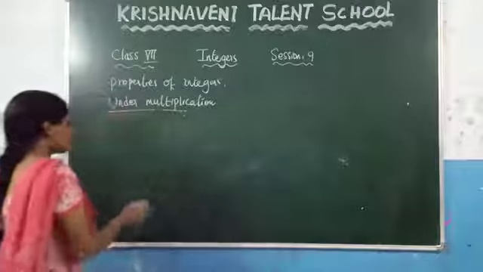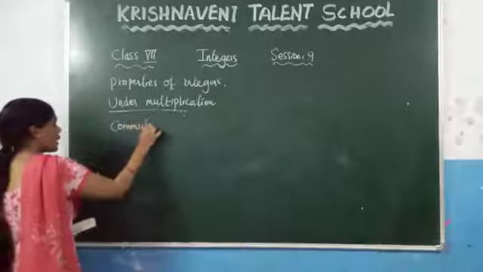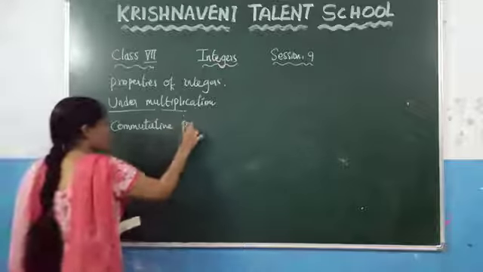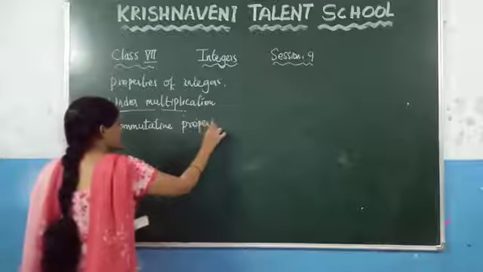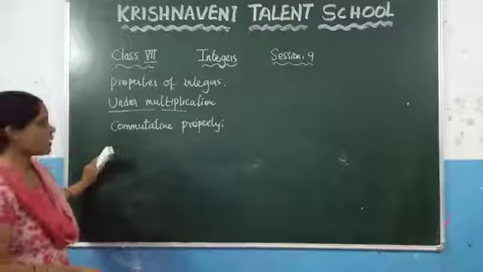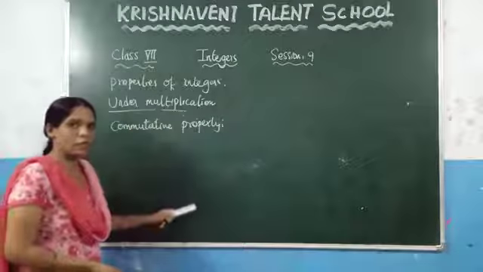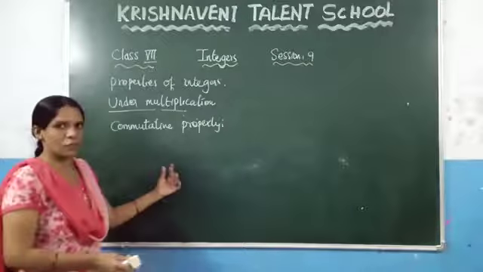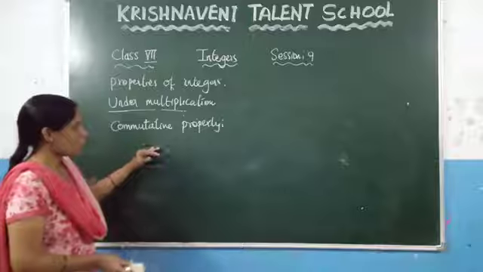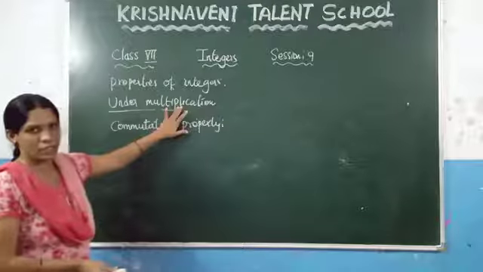What it states here: if you take any two numbers, under addition, as we have discussed, if you add those integers and change their order, you get the same result. Here, since we are talking about multiplication, if you multiply two integers and change their order, you have to get the same result. The property remains the same, we are just changing the operation.